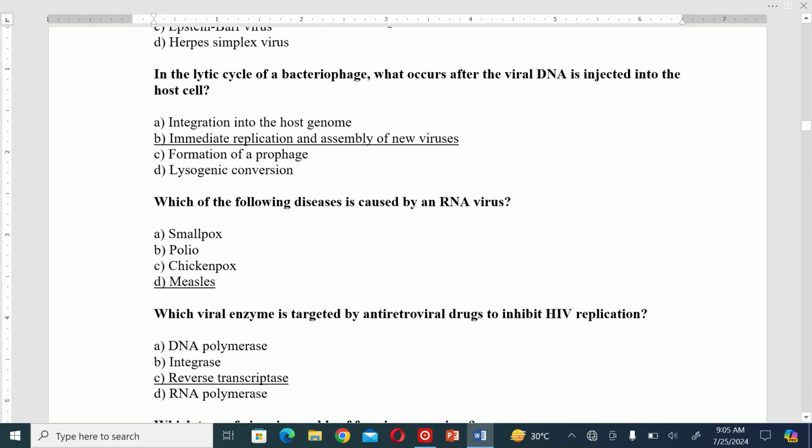The next MCQ is: in the lytic cycle of a bacteriophage, what occurs after the viral DNA is injected into the host cell? A. Integration into the host genome. B. Immediate replication and assembly of new viruses. C. Formation of prophage. And D. Lysogenic conversion. So the correct option is B.